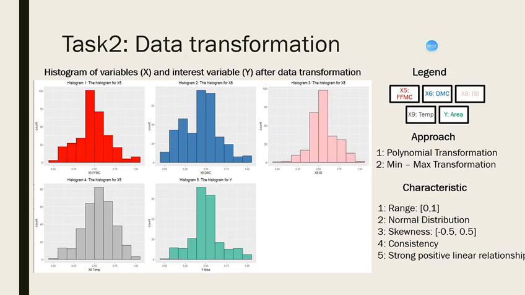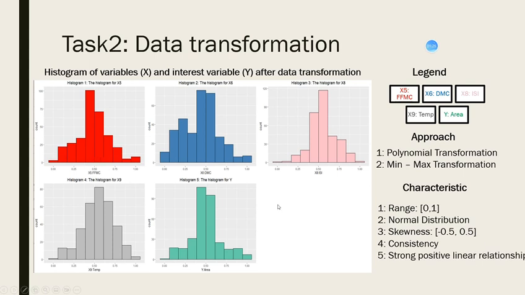And for task 2, I chose 4 variables with a positive linear relationship and a more increasing relationship with interest variable y. Because I want to use the aggregate function in the following task, I used a polynomial and a min-max transformation approach to process it. After that, our data ranged from 0 to 1, and the skewness is in the interval negative 0.5 to 0.5.